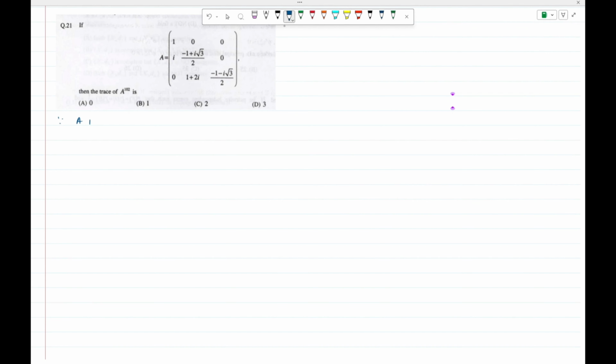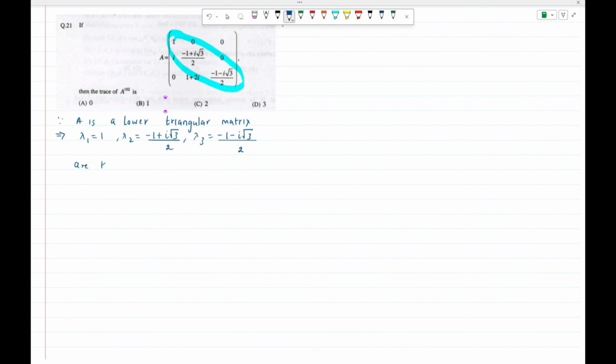So first of all, we can see that A is a lower triangular matrix or simply a triangular matrix. This implies its eigenvalues are the diagonal entries. So we have the 3 eigenvalues which are placed on the diagonal. So we can say that lambda 1 is equal to 1, lambda 2 is equal to (negative 1 plus i root 3) over 2 and lambda 3 is equal to (negative 1 minus i root 3) over 2 are the eigenvalues of A.